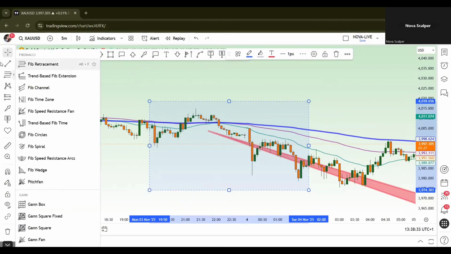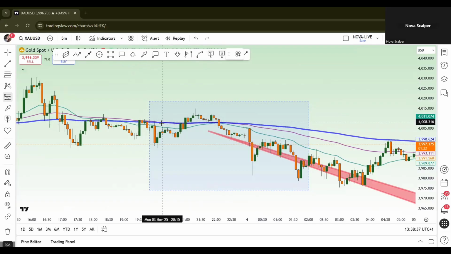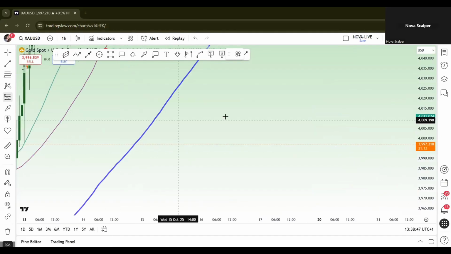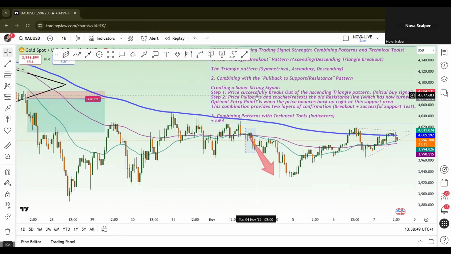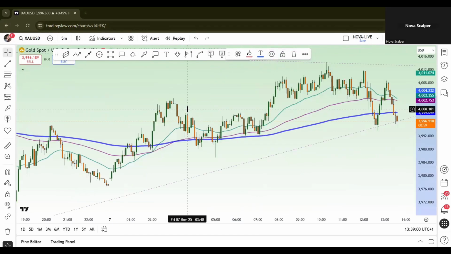Okay, let me show you. A short position, because we bet on the bearish move. Sorry, I need to check a bit. Okay, so this one. Go back to 5 minutes.